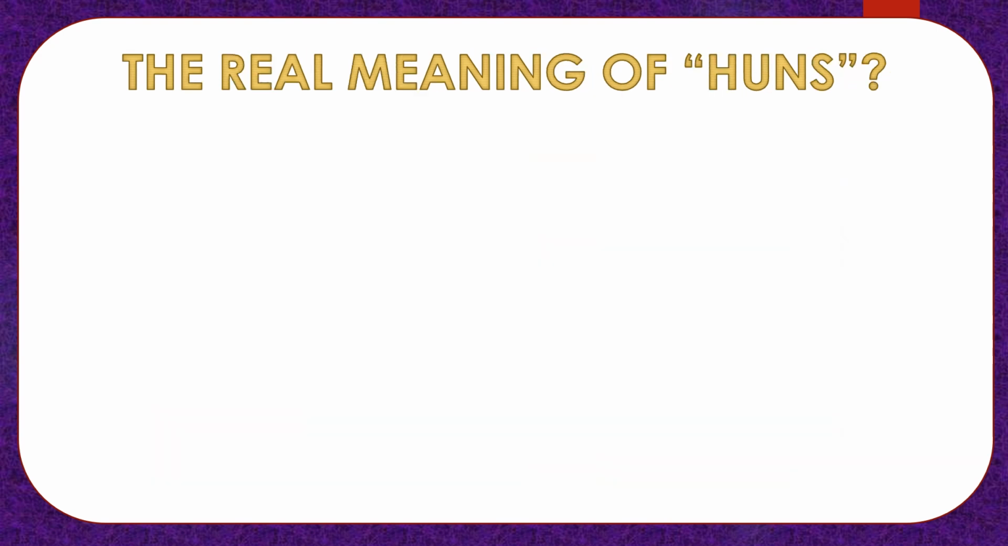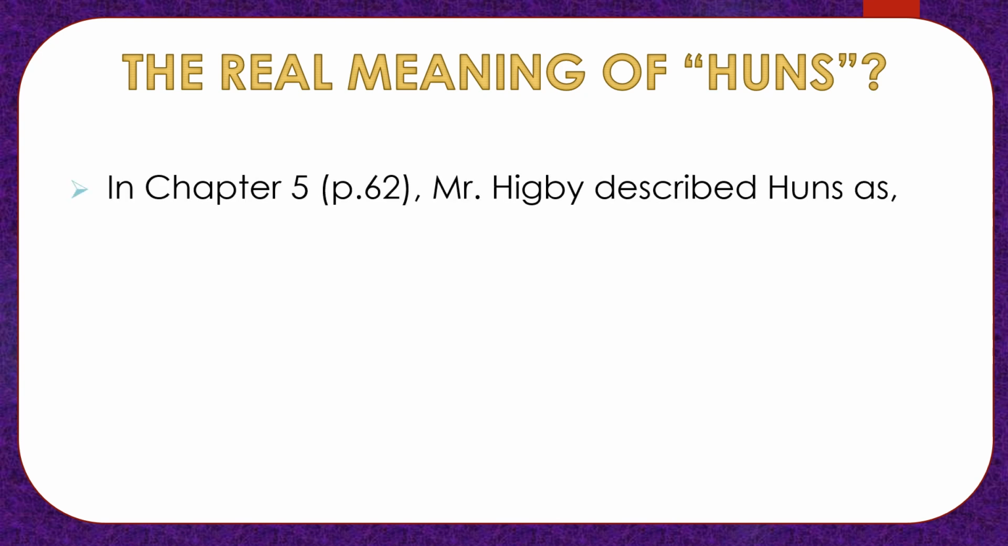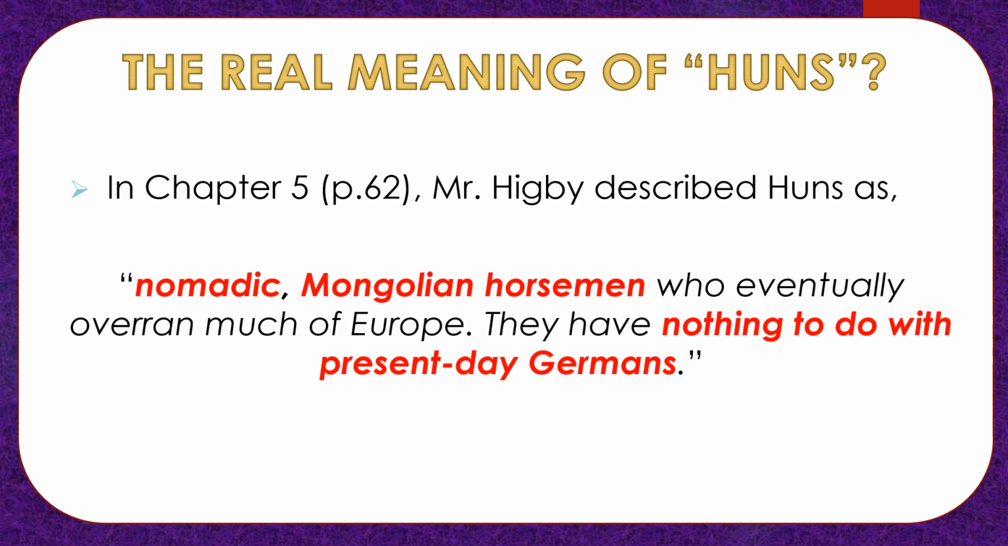If Huns actually is an insult, does it have any real meaning? It does. In the novel, in chapter 5, page 62, Mr. Higby, the history teacher, described Huns as nomadic. Nomadic meaning hidup nomad yang berpindah randah. Okay, nomadic Mongolian horsemen, so rakyat Mongolia yang menaiki kuda, who eventually overran much of Europe. They have nothing to do with present day Germans. So nothing to do with the Germans at all.